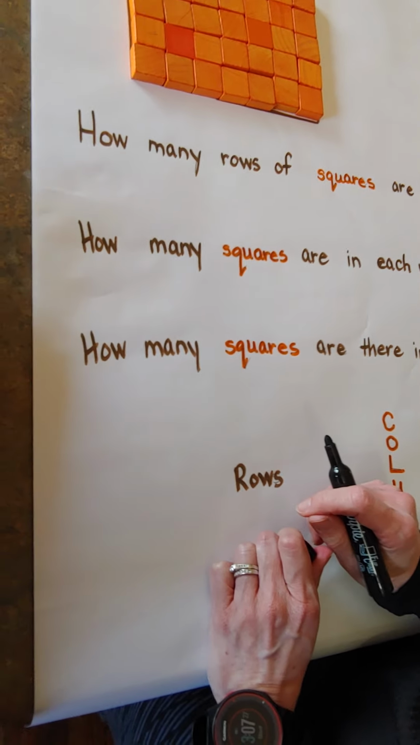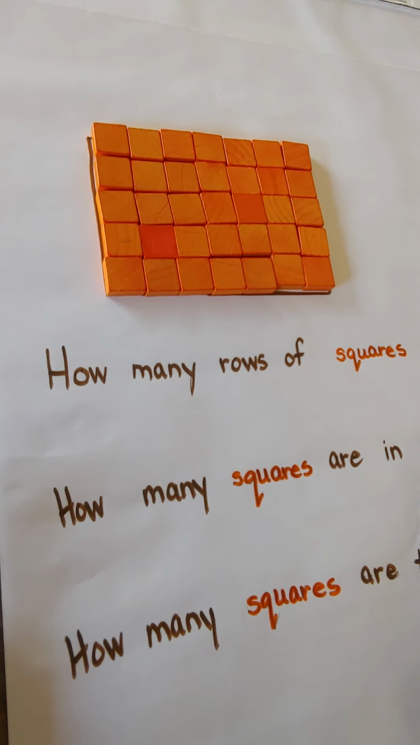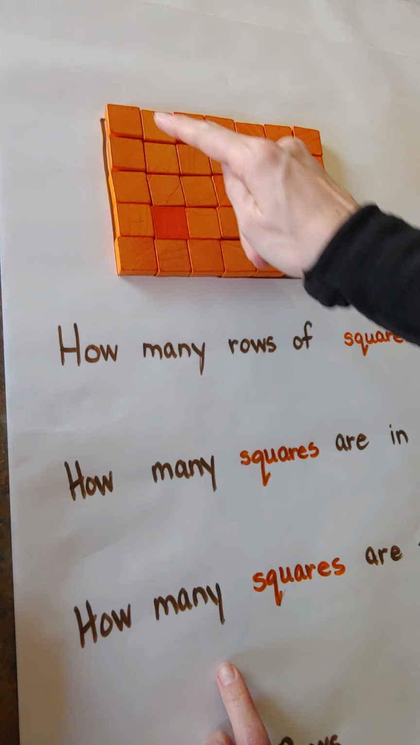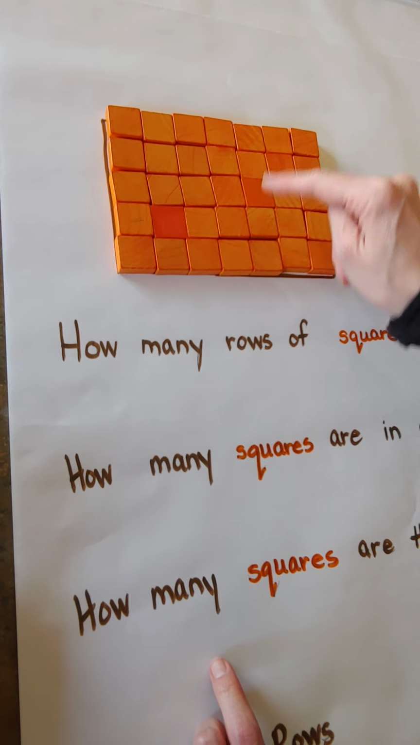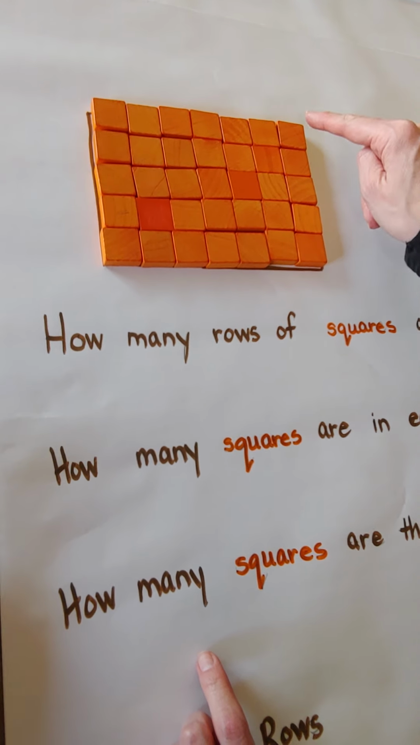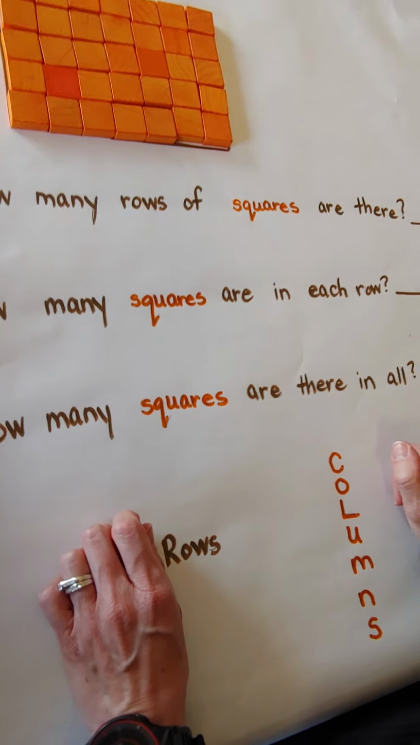How many squares are there in all? Well, I know how good you guys are at counting by fives. I bet we could practice that one. 5, 10, 15, 20, 25, 30, 35. I bet we're going to find 35 squares in all. Should we count just to be sure?